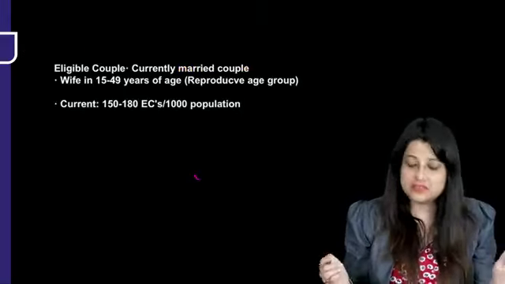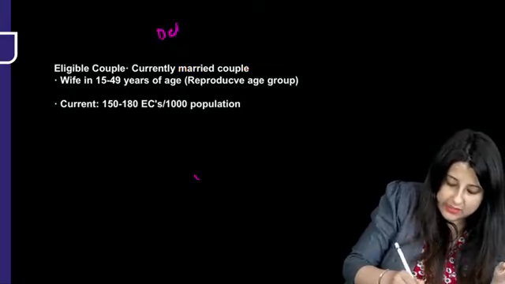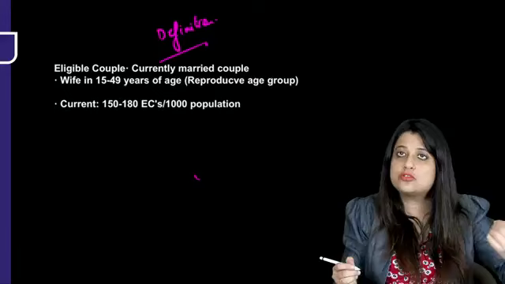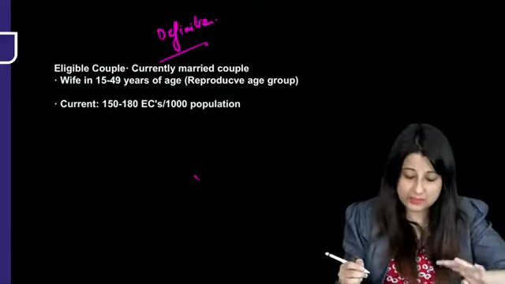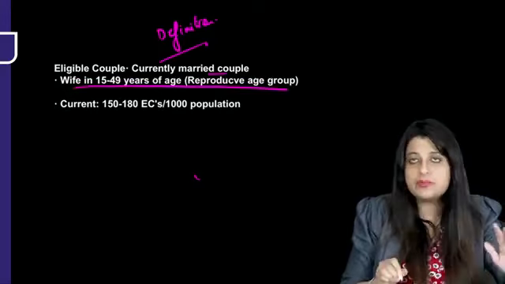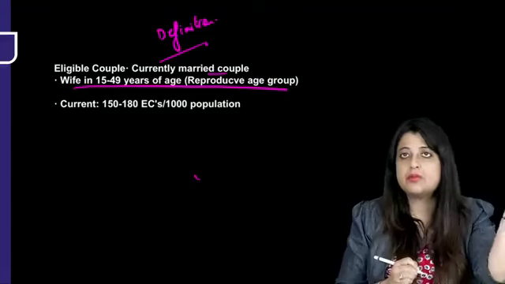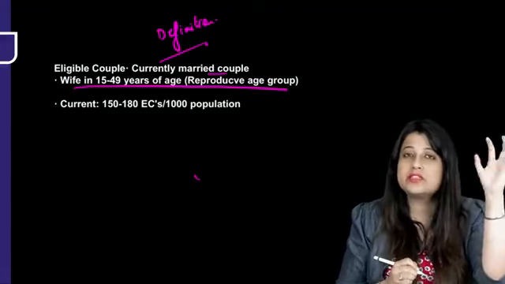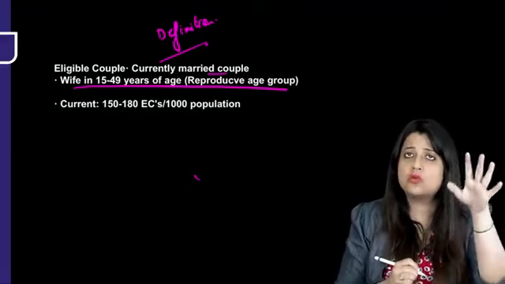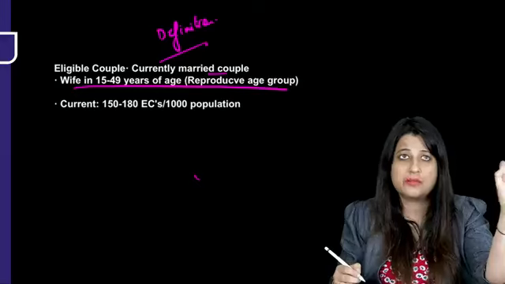Now we all know there are certain definitions which definitely are asked in your exams. Nowadays they definitely ask you what do you understand by eligible couples. So who are eligible couples? Currently married couples where the wife is in the reproductive age group. Earlier this term was target couple. In target couple we were using the term for reproductive age only, but for those women who've had two or more than two children. Then it was realized that even a newly married couple is in need of family planning.